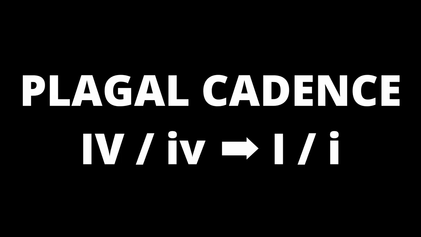We discussed the perfect cadence earlier. There is also another common cadence which is called the plagal cadence. This is when we move from the 4 chord to the 1 chord. It is found in both major and minor keys. We can use this to move from the minor key to the parallel major.